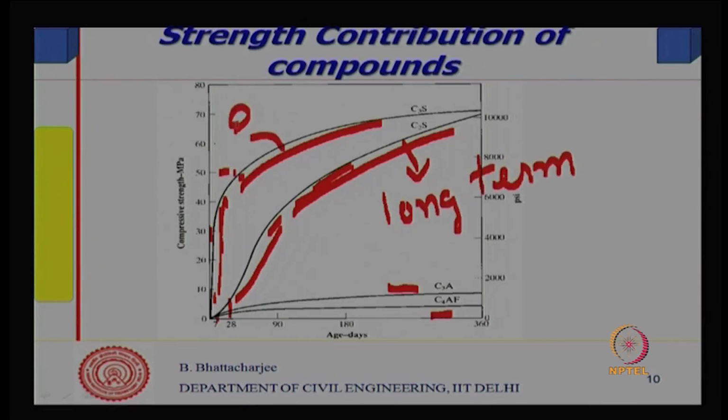Long term, and early strength. This has got less strength contribution. So, it is C3S which gives early strength, C2S gives later strength, and we have seen that this is because the CSH that would come initially in the beginning would come from C3S, and later on only C2S reaction takes place.